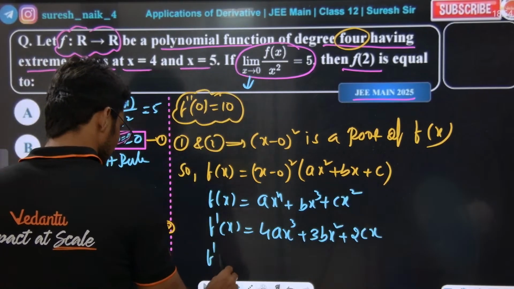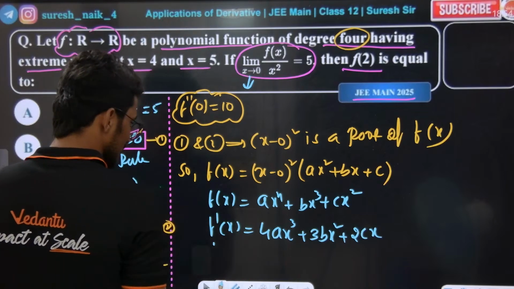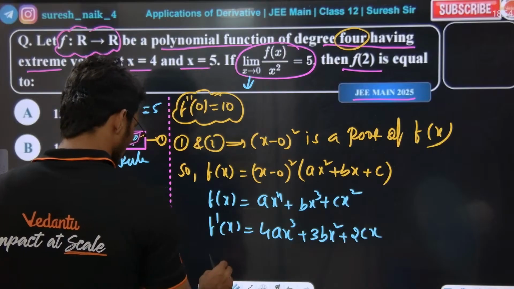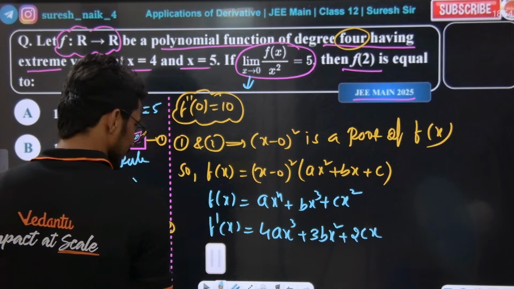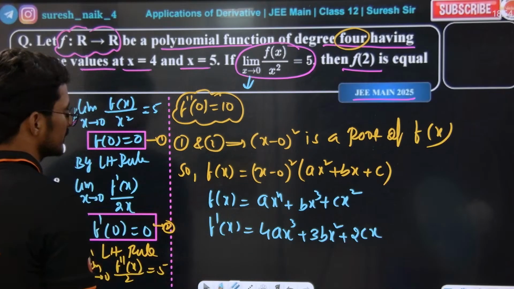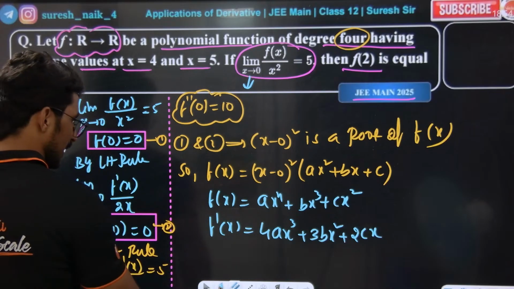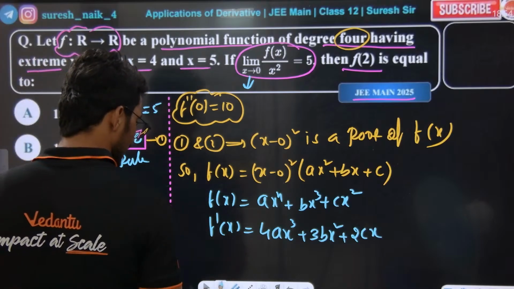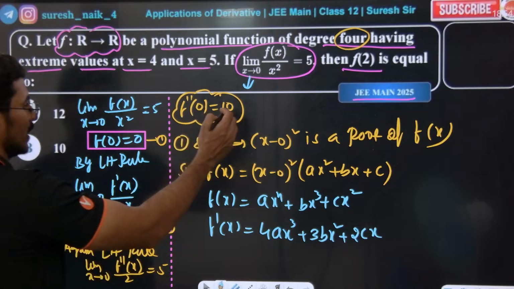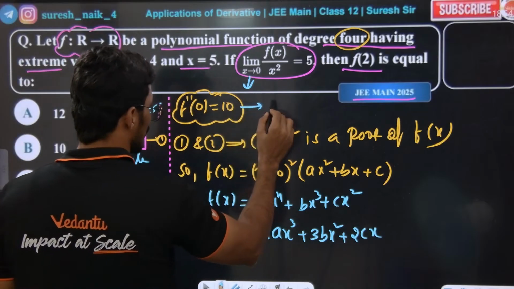Now f dash of 0 is equal to 0 anyway. Next we need the c value. a, b, c are the unknowns, so how do we find them? f dash of x we have got. What is f double dash of x? f double dash of 0 is equal to 10a, this we have.